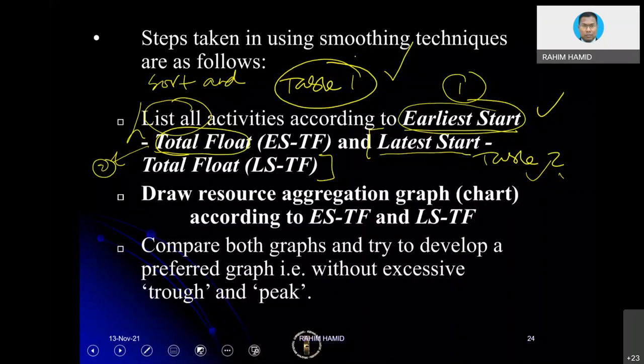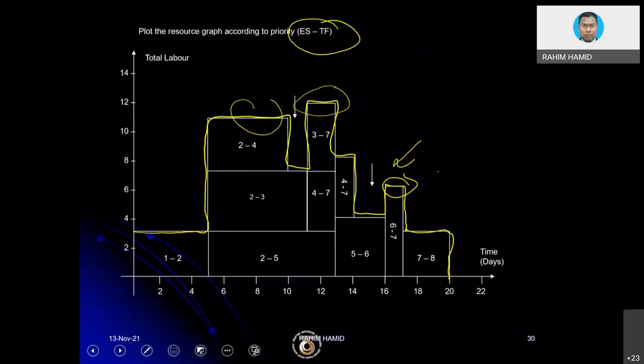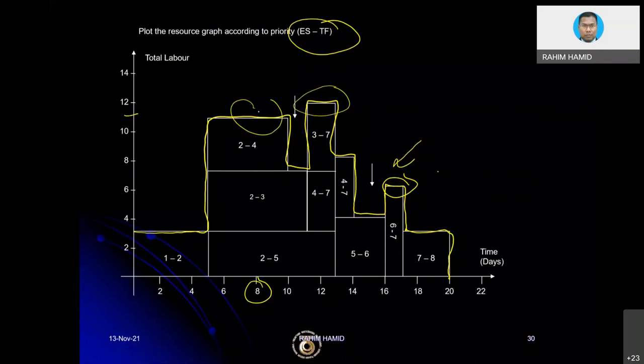So table one, based on table one. We have not completed this exercise yet. We are going to go for table two because we need to make a comparison. Okay, so if it is based on early start, this is the graph. So let's say on day number 8, if I want to read this graph, I would basically say, okay, on day number 8, the number of resources that I need to use is basically 11, because this 11 is here. That will be the total number of laborer.